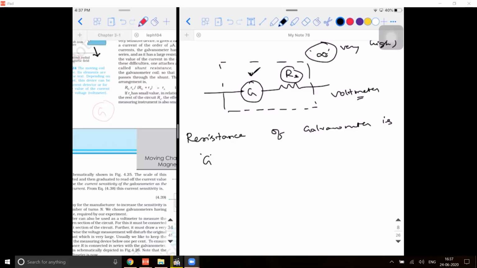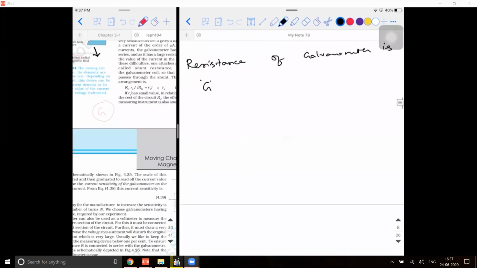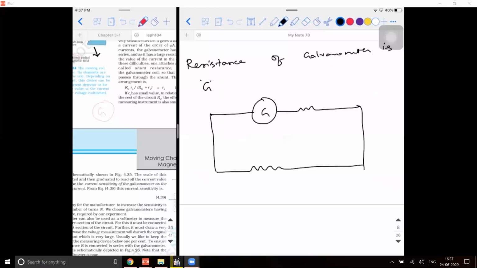Now see, obviously we'll connect this galvanometer across some device to measure the potential difference. Let's say I have RL, which stands for load resistance. If I connect it across a load resistance, whatever is the potential difference occurring between the points A and B will be the same potential difference occurring between the points C and D. I hope this point is known to you people, right?